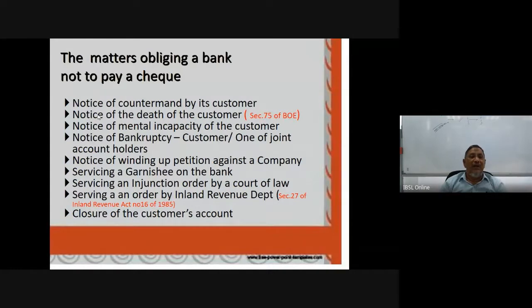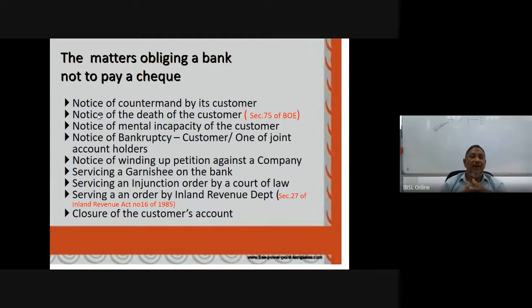The matters obliging the bank not to pay a check: notice of countermand by its customer, that is, stop payment; you can stop. Notice of the death of a customer, Section 75 of the Bills of Exchange Act. Death of a customer, death of a partner, death of a joint account holder, you have to stop the payment.